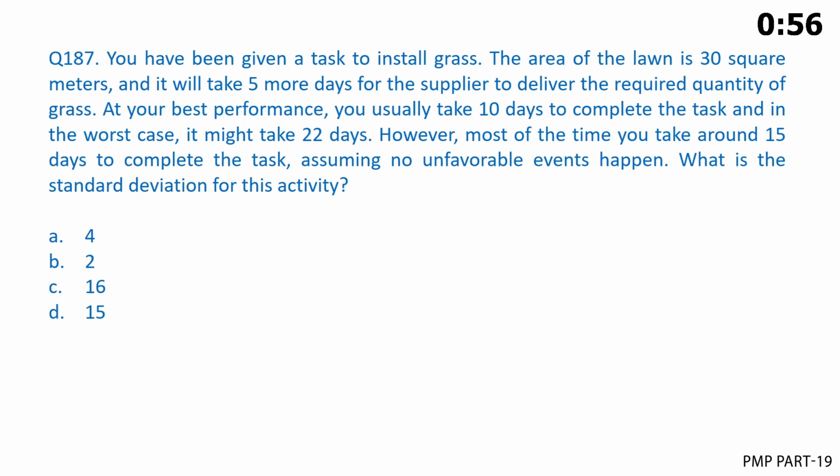You have been given a task to install grass. The area of the lawn is 30 square meters, and it will take 5 more days for the supplier to deliver the required quantity of grass. At your best performance, you usually take 10 days to complete the task, and in the worst case, it might take 22 days. However, most of the time you take around 15 days to complete the task, assuming no unfavorable events happen. What is the standard deviation for this activity?